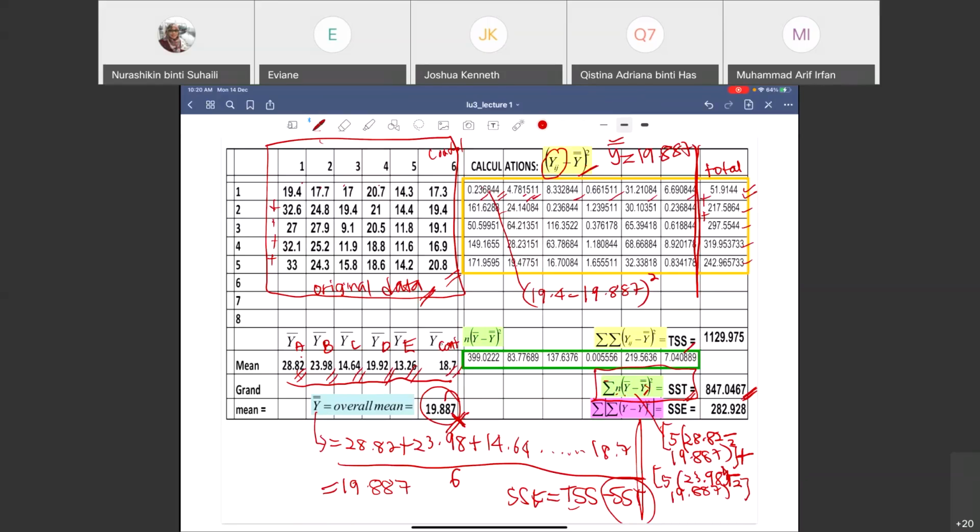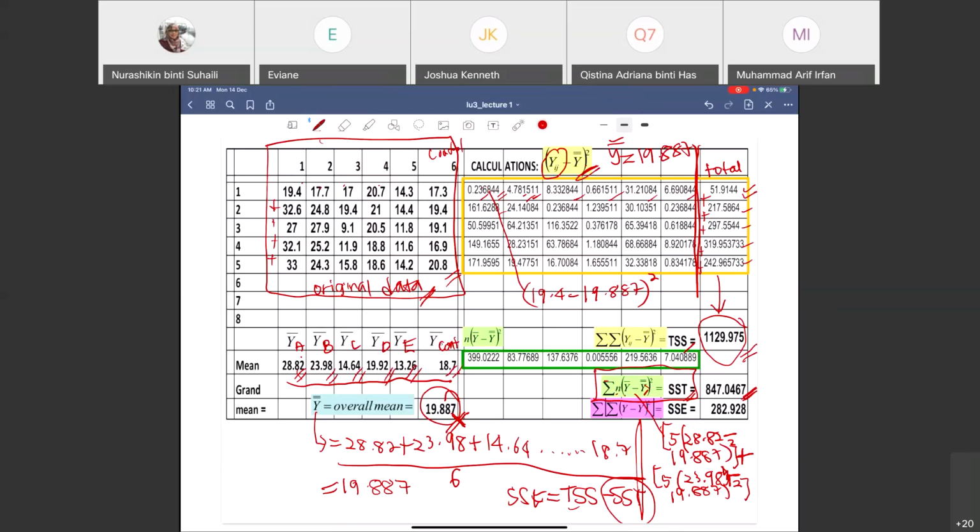51.91 plus 217.58 plus 297.554 plus 319.9537 plus 242.9657. At the end, you will get 1129.975. Okay, so please make sure that you keep at least 4 decimal points, in order to get an accurate value at the end. So that's how you got the TSS, 1129. You sum up all of this, but first you have to solve for the values inside, for this Yij minus Y double bar, squared.